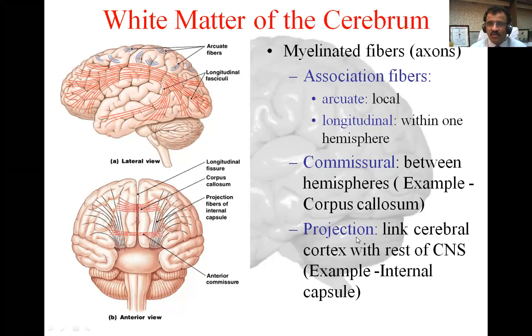And the next is projection fibers. Projection fibers link cerebral cortex with the rest of the CNS. Cerebral cortex to rest of the CNS means apart from cerebrum, there are many other structures downwards. An example of projection fibers is internal capsule. In examination, corpus callosum and internal capsule is commonly asked.